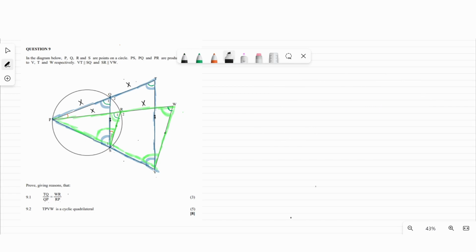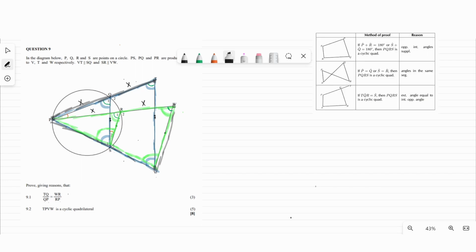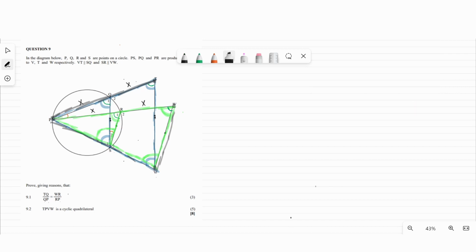Then 9.2 says T, which is here, and P, which is here, and V, which is here, and W, which is here. We need to prove this whole thing. I'm going to do it in black so that you can see. They say we need to prove that it's a cyclic quadrilateral. To prove a cyclic quadrilateral, we have three properties. I'll put them on the side, but here I'm going to use the one that says angles in the same segment. From the diagram, without proving it, we see that angle T is equal to angle W, so we're going to state how they are equal.